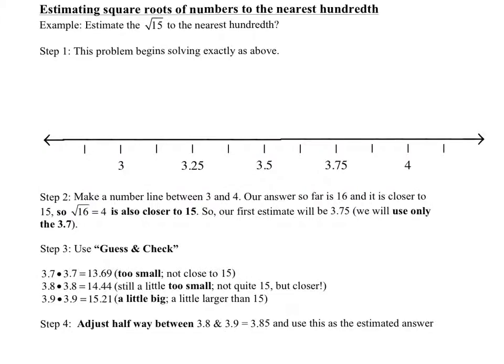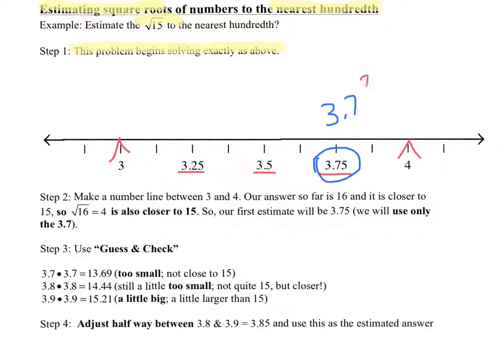Next is estimating square roots to the nearest hundredth. We're going to use the example of the square root of 15 that we just did, and the problem to this point is exactly the same. But now we want to approximate the decimal portion of the square root. So we know that the square root of 15 is somewhere between 3 and 4. We have marked the number line off into quarters, 3.25, 3.5, and 3.75. We will begin our estimation at 3.75 because it's closer to 4, but we will just round it off to 3.7. And we will square that number to see what we get.